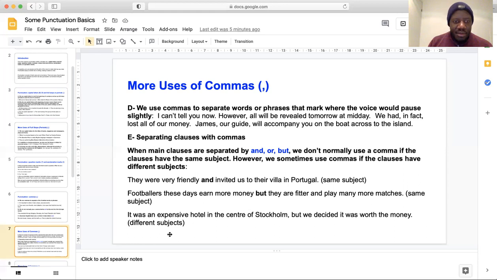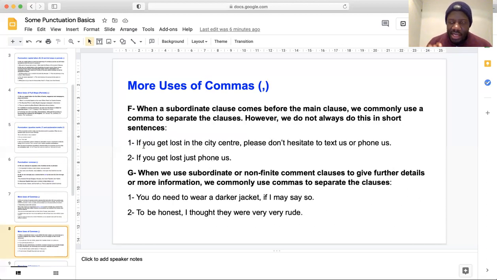Okay, so same subject. But in this case, the last example here: it was an expensive hotel in the center of Stockholm, but we decided it was worth the money. You see that it was an expensive hotel. It is the subject, okay? It and hotel all play the role of a subject here. And the verb is was, and the place, center of Stockholm. But we decided, the second verb here, decided, has a subject, we. So decided does not depend on it as a subject. And for that reason, we have put a comma to separate these two clauses, okay? We will be coming back to this in the next video.